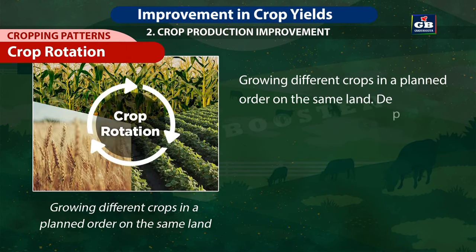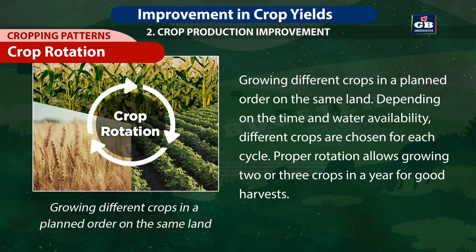Crop rotation. Growing different crops in a planned order on the same land is called crop rotation. Depending on the time and water availability, different crops are chosen for each cycle. Proper rotation allows growing two or three crops in a year for good harvests.